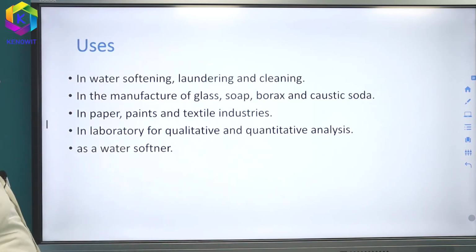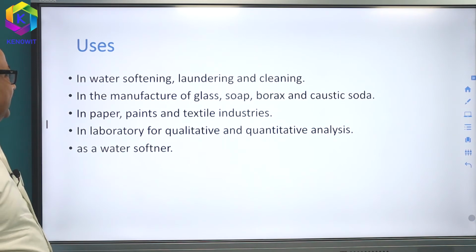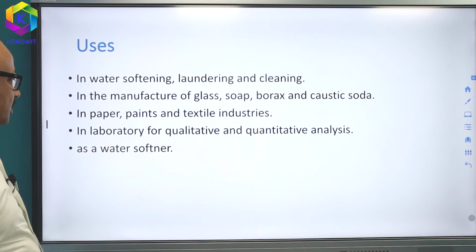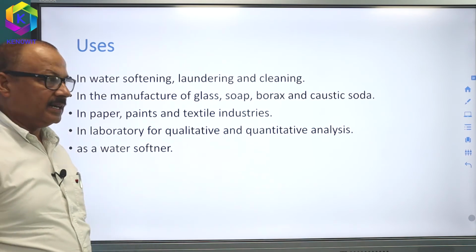Then uses: water softening in laundry, manufacture of glass, soap, borax, caustic soda, paper, paints, textile industries, and as a lab reagent in qualitative and quantitative analysis.